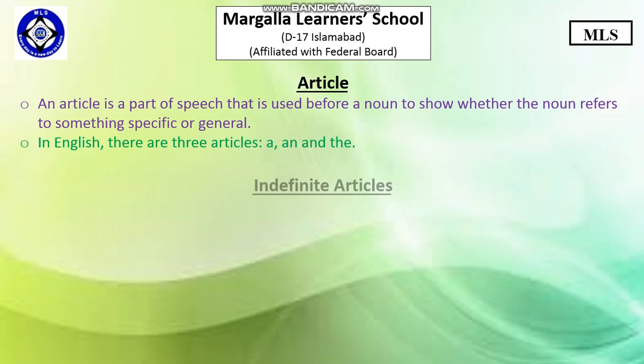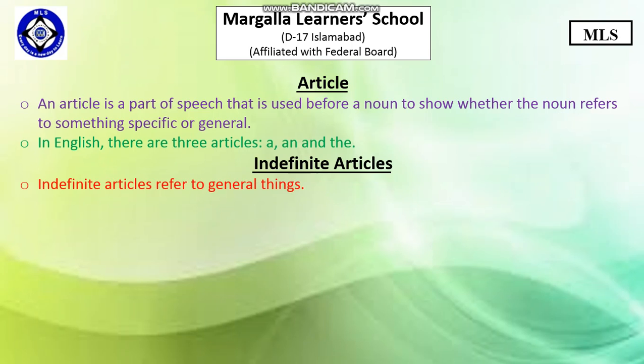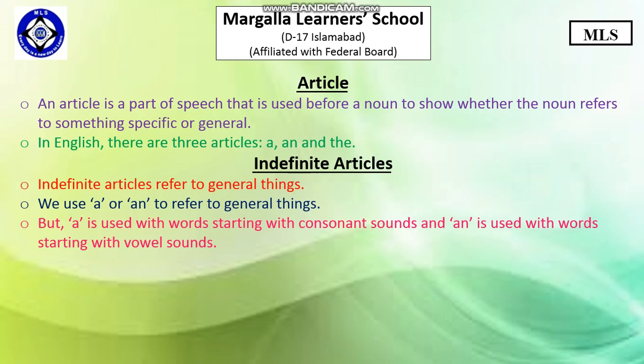First, let us see what are indefinite articles. Indefinite articles refer to general things. We use a or an to refer to general things. But a is used with words starting with consonant sounds and an is used with words starting with vowel sounds. They can only be used for singular nouns.